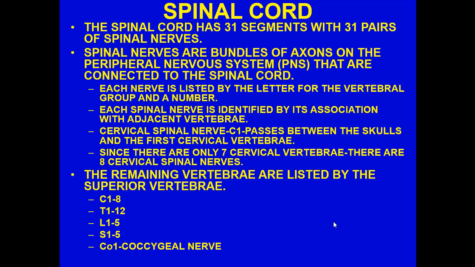Then the next vertebrae would obviously be the thoracic. So when we're talking about that nerve, it would be T1. And then you go T1 to T12. L for lumbar, 1 through 5. Now the S, 1 through 5, remember that's the sacral, okay? And then you have the small coccyx, and that's going to be labeled CO1. That's the coccygeal nerve.